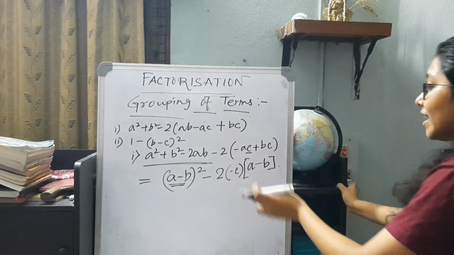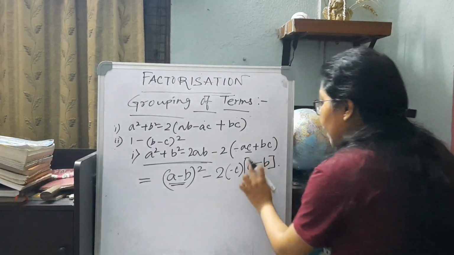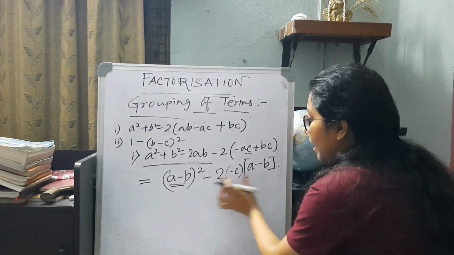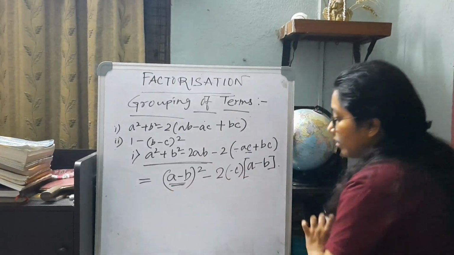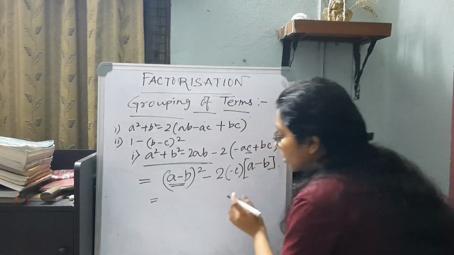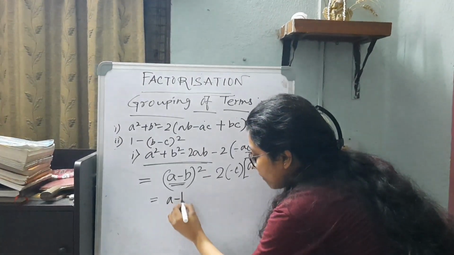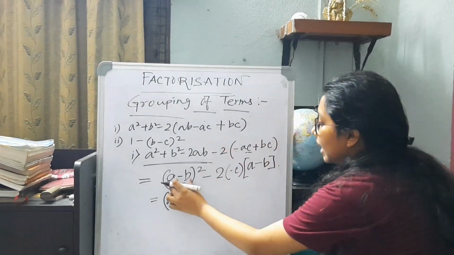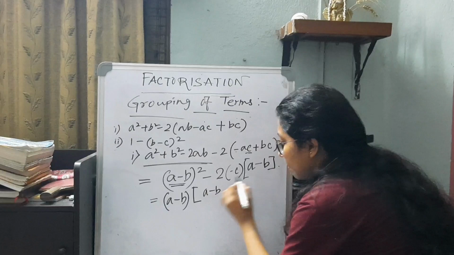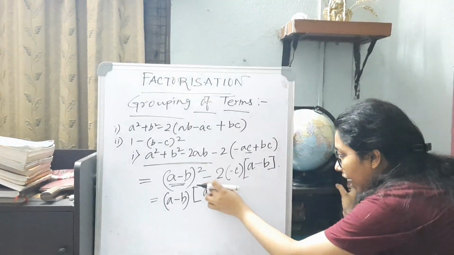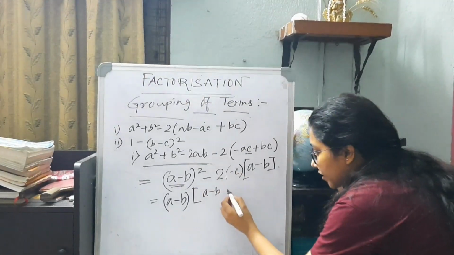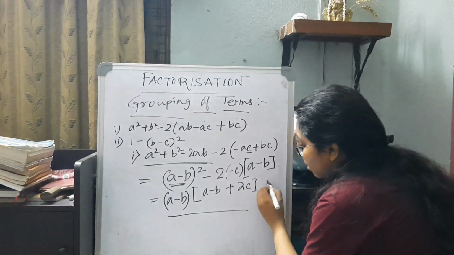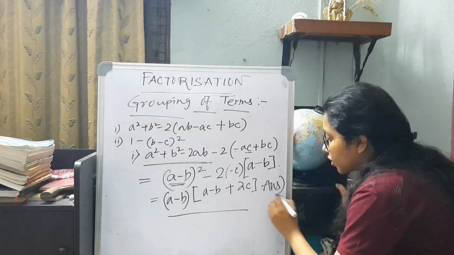So why was my intention to take a minus b from this bracket as well? So that I can get this a minus b and this a minus b as common, and we can achieve the factor form. So if I take the a minus b part as common, I can easily see that this part is the remaining a minus b, and from this part, this is minus 2 into minus c, that is plus 2c. So this is our factor form for the first question.